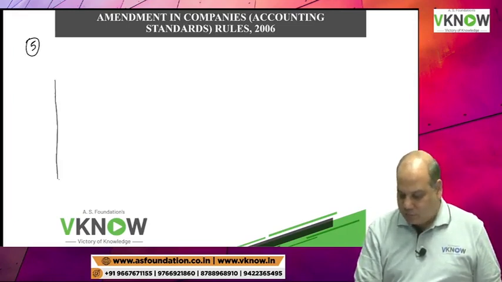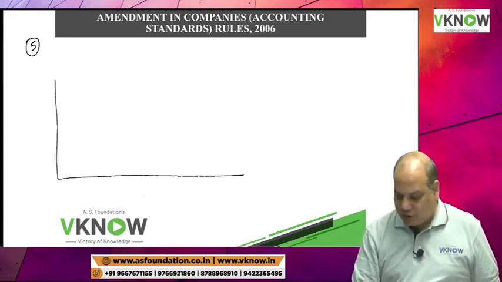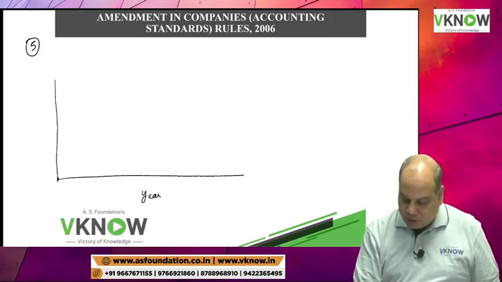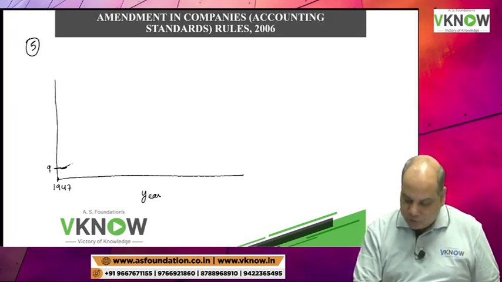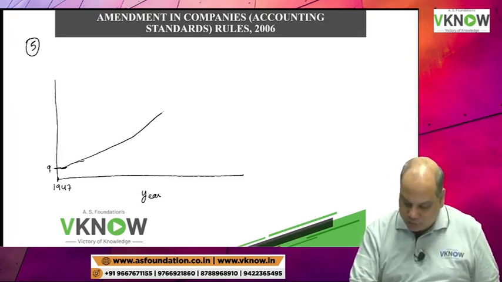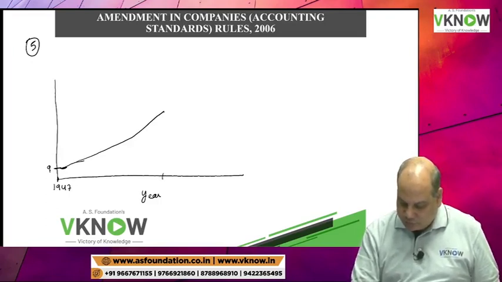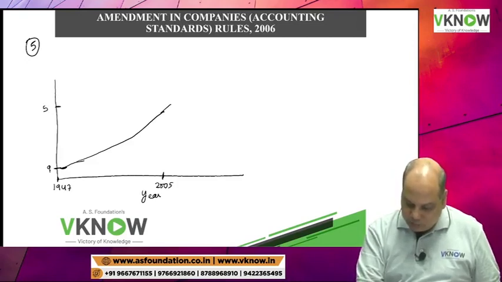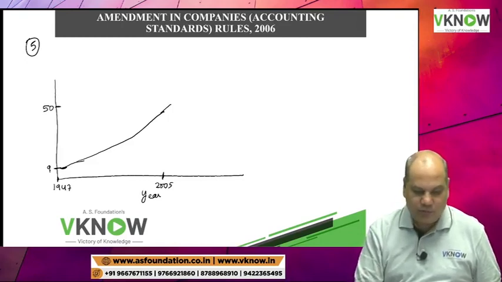What is the exchange rate in India? When India got independence in 1947, it was around 9 or 10 rupees. Then slowly and slowly it kept on increasing. So let's say around year 2005, it became something like 50 rupees.